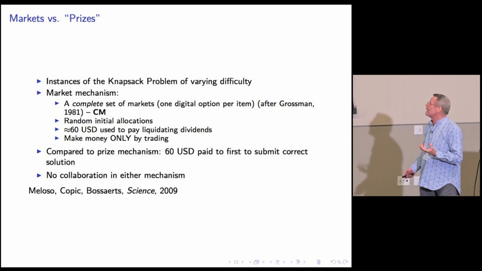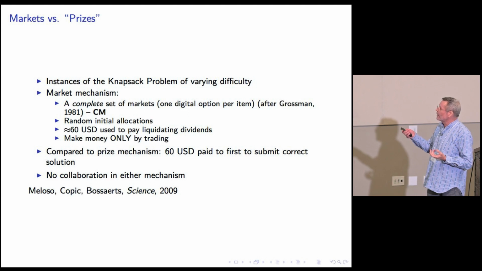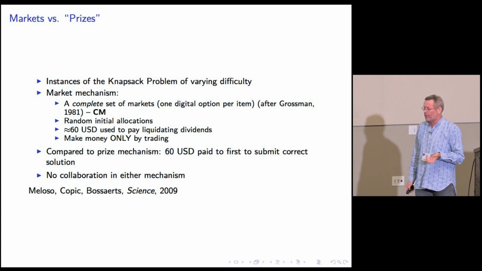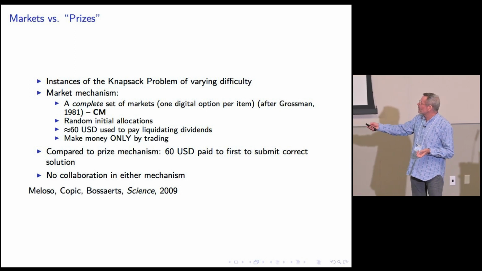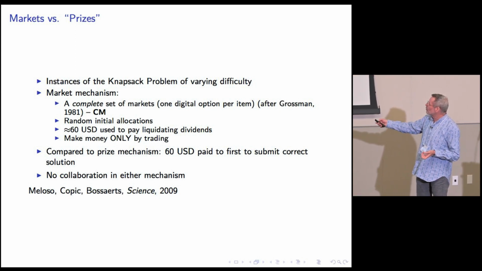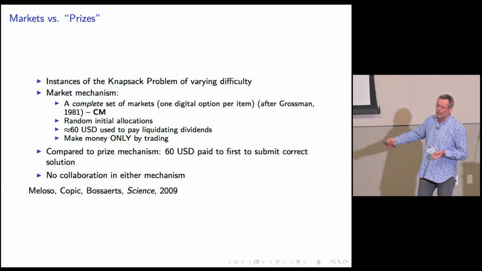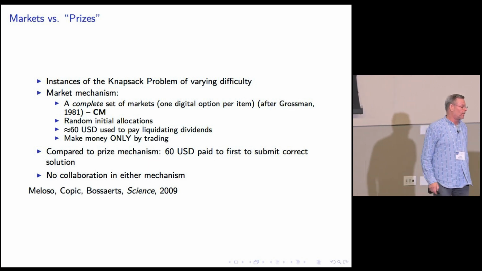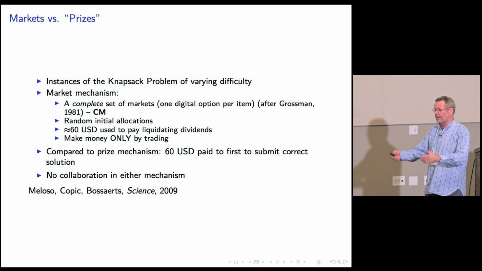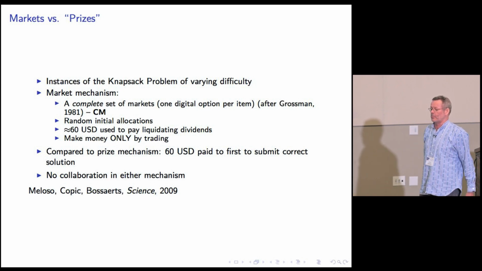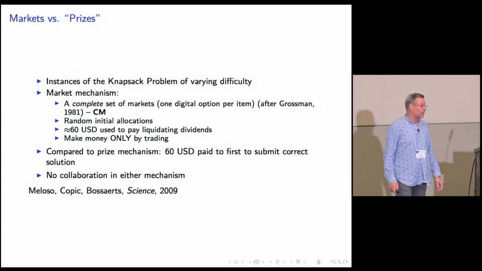We compared markets with a standard economic incentive mechanism, which is a price system. The price system is very simple. We had 60 US dollars, and the first to submit a correct solution to one of the knapsack instances we gave them gets the $60. This was at Caltech. Caltech undergraduates are poor. Within 10 minutes, they could make $60, so that's actually fantastic.